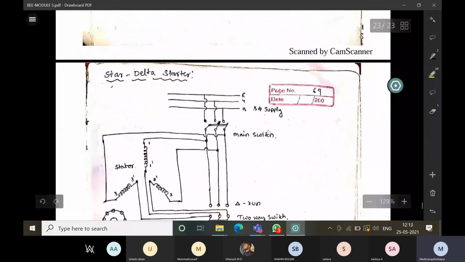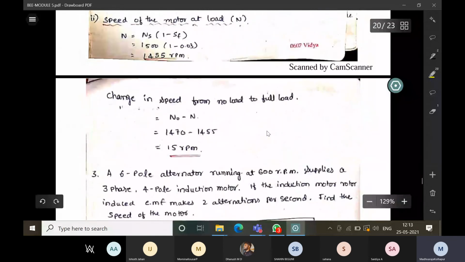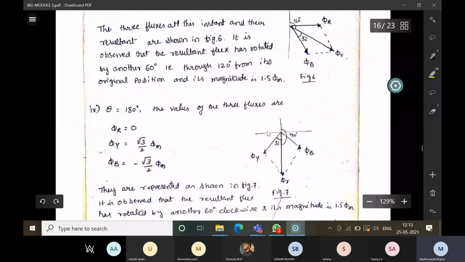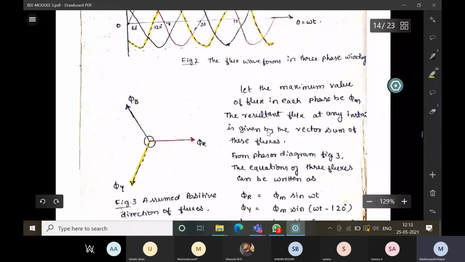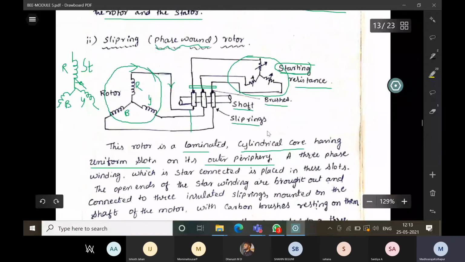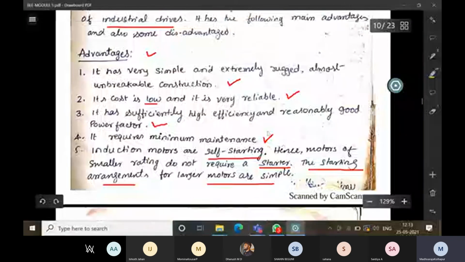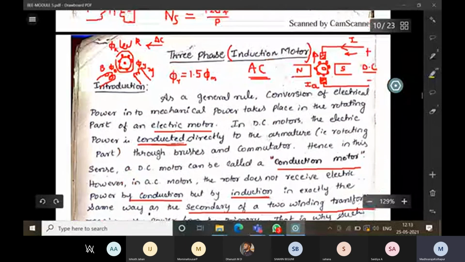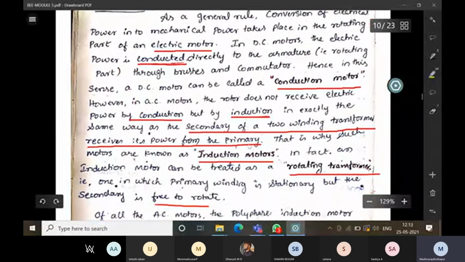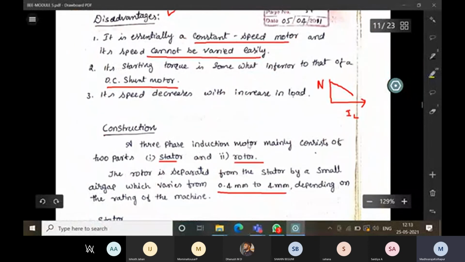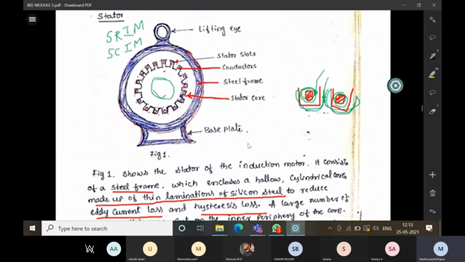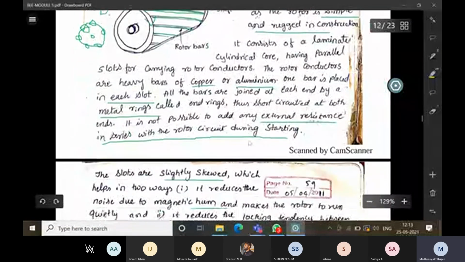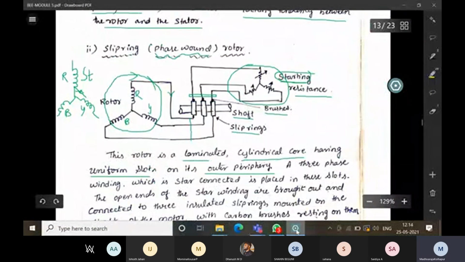Next class we will continue with the three-phase rotating magnetic field, the working principle, what is slip, and the applications of the induction motor. Today we have discussed many things: what is a conduction motor, what is an induction motor, the advantages and disadvantages of the induction motor, and the construction of the induction motor. There are two types of rotors: the squirrel cage rotor and the slip ring rotor.